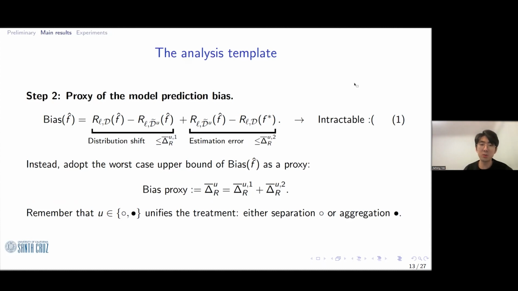So our solution is to provide a worst-case upper bound of this Bayes term as a proxy for the analysis, where we bound these two terms with two upper bounds here. We define this Bayes proxy as delta R, which captures label separation when we replace U by this symbol, while label aggregation replaces U by this symbol here. So we will compare the Bayes proxy of these two solutions.